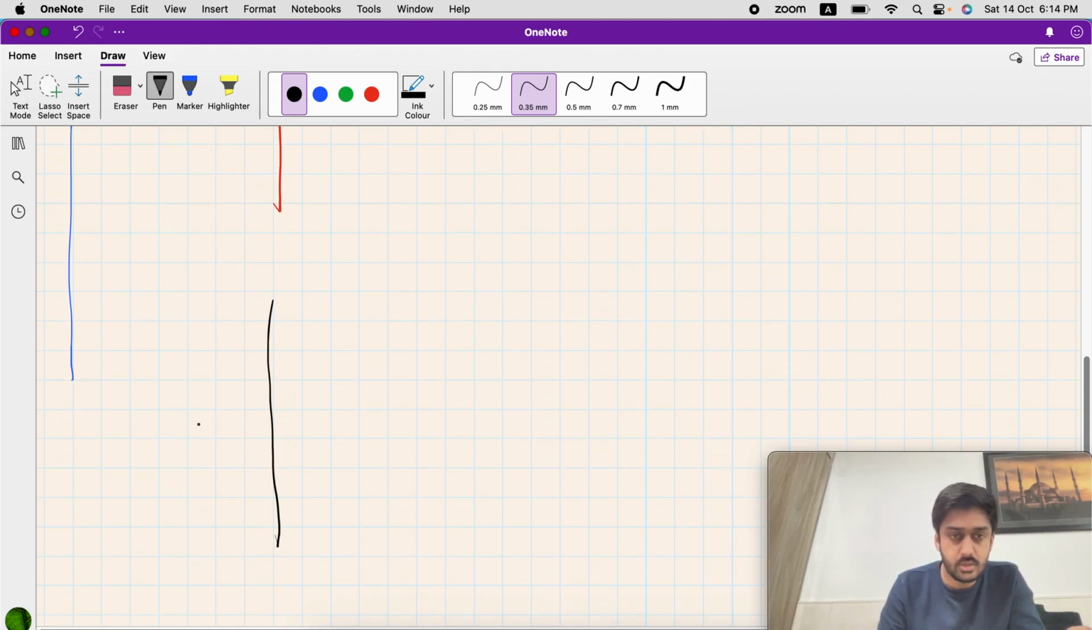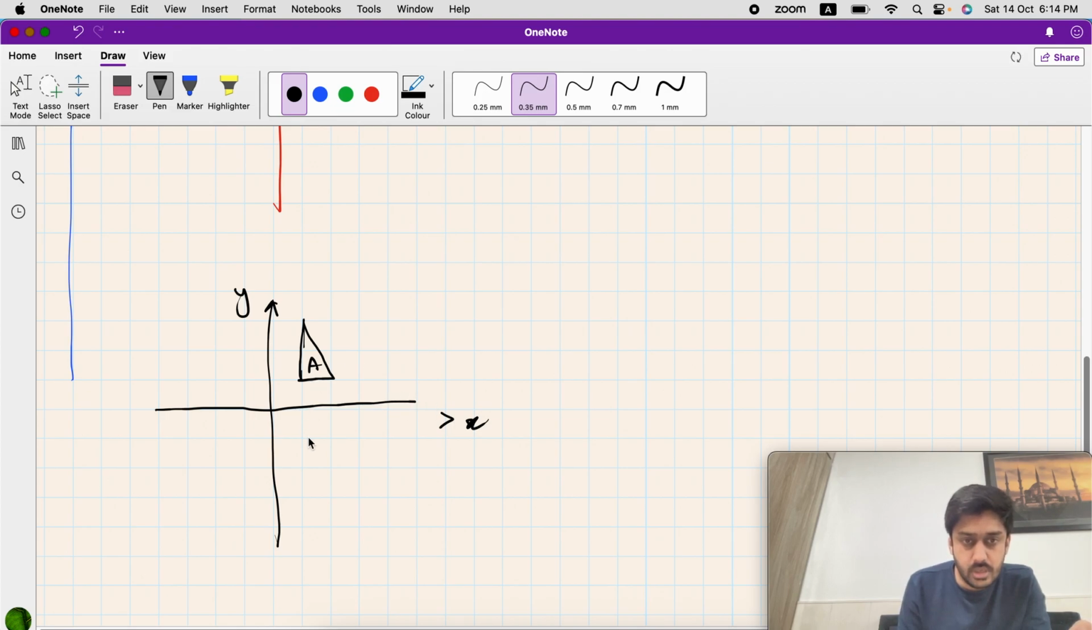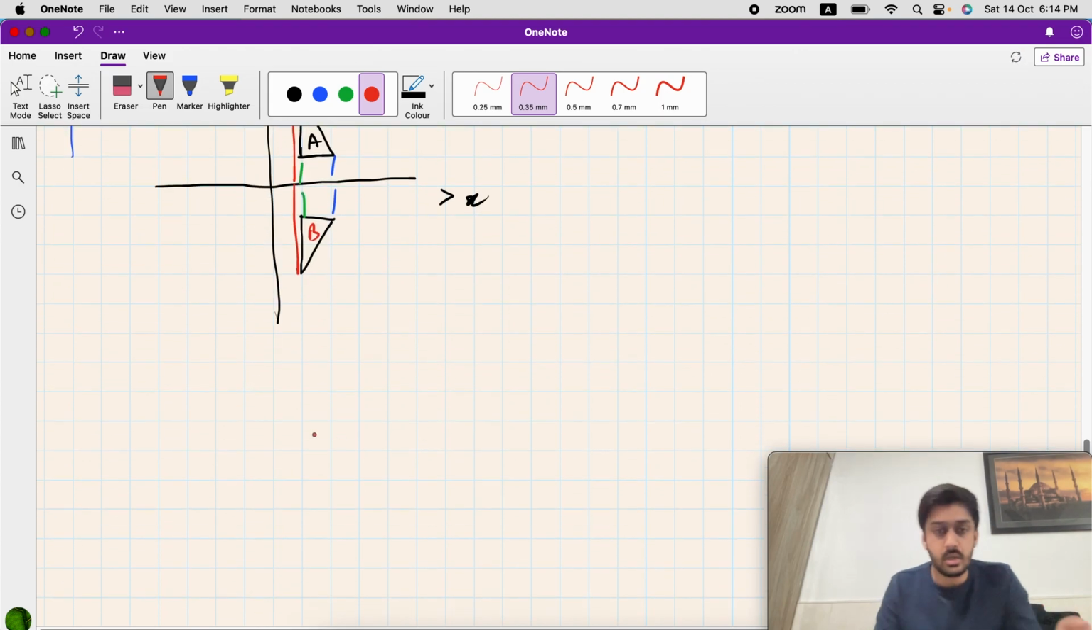If you are asked to draw the reflection in x-axis, consider this triangle. I'm naming it A. This is x-axis, this is y-axis, and you just count the distance. So we just count the distance and we draw the triangle. This is 1 unit up, 1 unit down, 1 unit up, 1 unit down. This was 3 units away from x-axis, this is 3 units away from x-axis. So this is the reflection in x-axis.